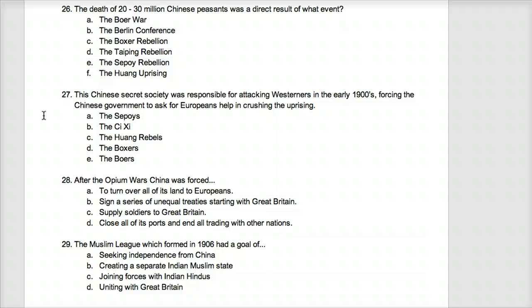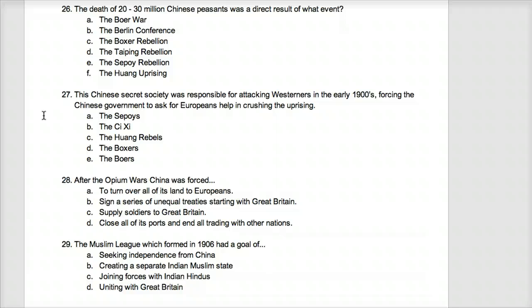27. The Chinese Secret Society was responsible for attacking Westerners in the early 1900s, forcing the Chinese government to ask for Europeans' help in crushing the uprising. Was it A. The Sepoys, B. The Cixi, C. The Huang rebels, D. The Boxers, or E. The Boers?